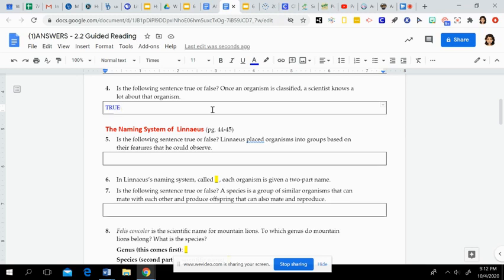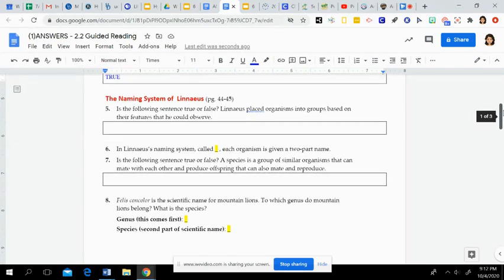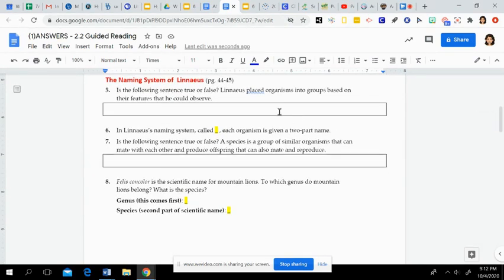Your next section then is the naming system of Linnaeus. Again, if you followed along with the red headings, you should have been able to find these answers pretty easy. Question 5 is true and false. Linnaeus placed organisms into groups based on their features that he could observe. So this is true. Back in the day, observations were very important, and based on what he was able to observe and see how organisms interacted and were similar and different, allowed him to group them together.